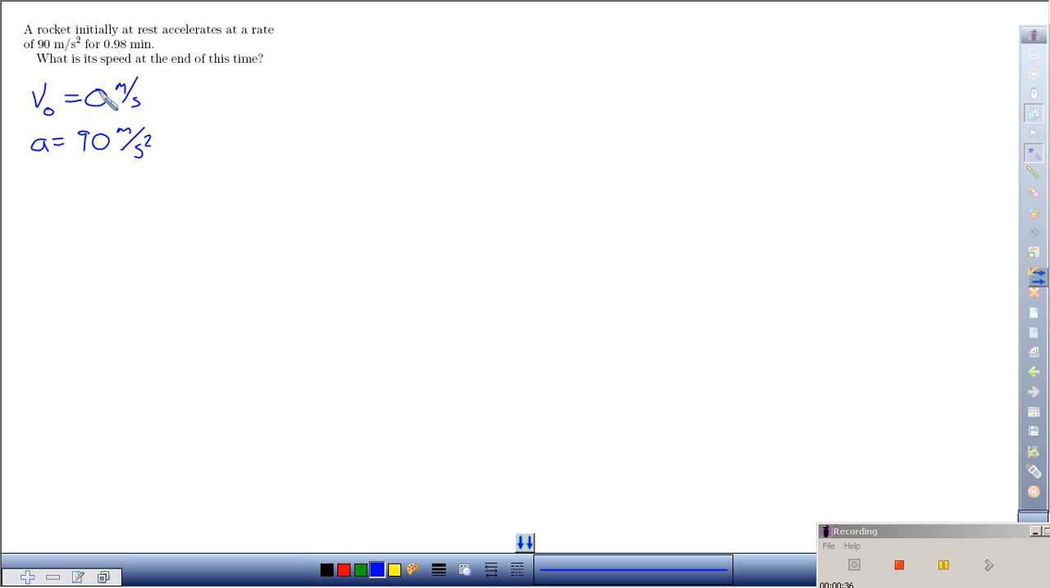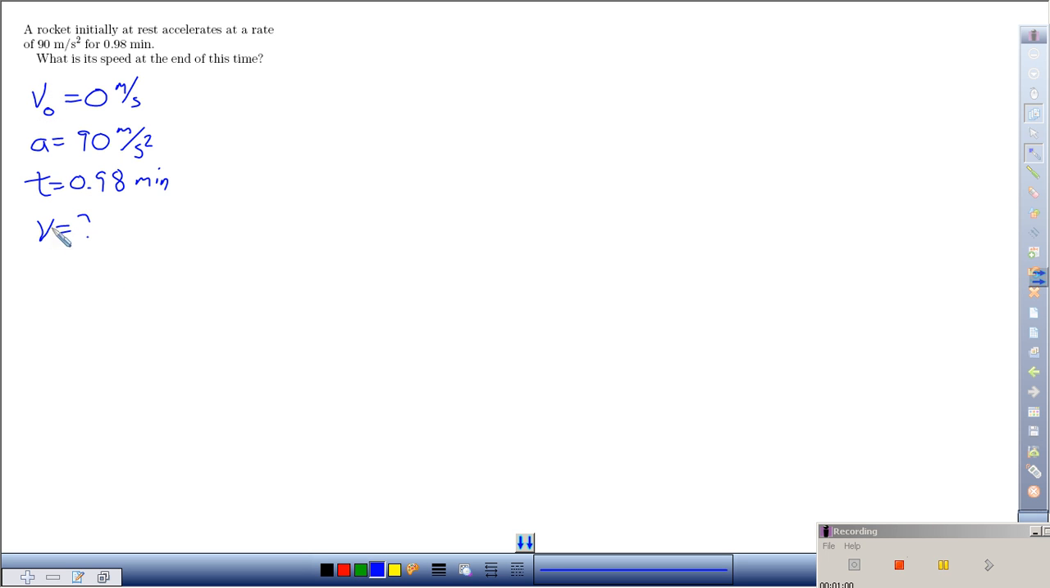And it does so for 0.98 minutes, 0.98 minutes. That is going to be my time. Time is 0.98 minutes. What is its speed at the end of this time? So I'm looking for a final velocity. So I'm looking for v equals, I'm not sure.